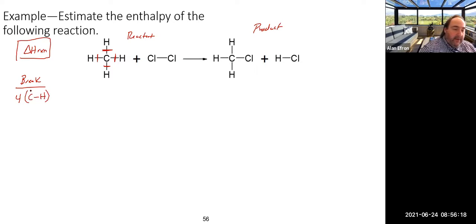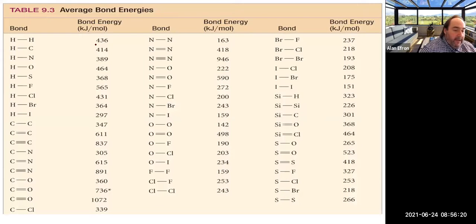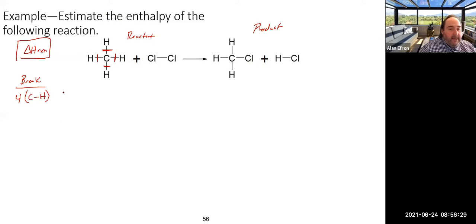So again, we would go to our table, look up carbon hydrogen single bonds, and we see that it is 414 kilojoules for a carbon hydrogen single bond. So we're going to take 4 times 414 kilojoules, the energy to break each of those bonds.